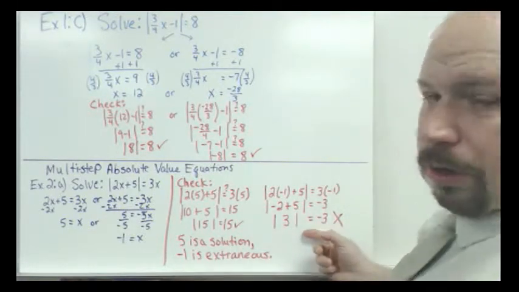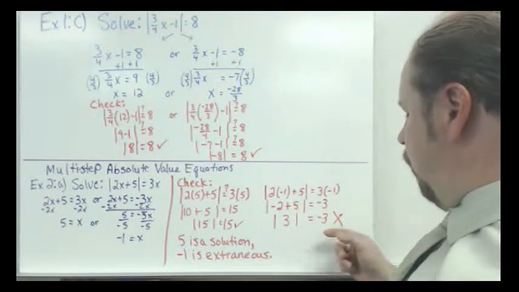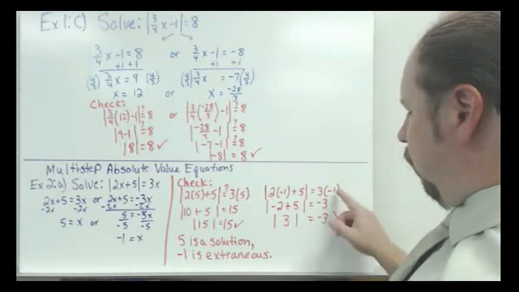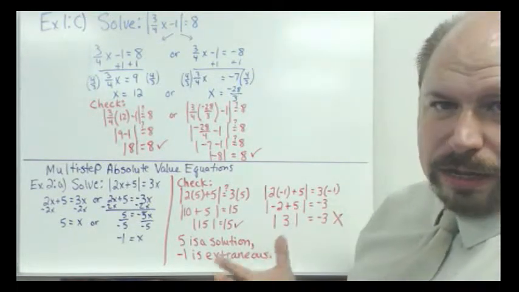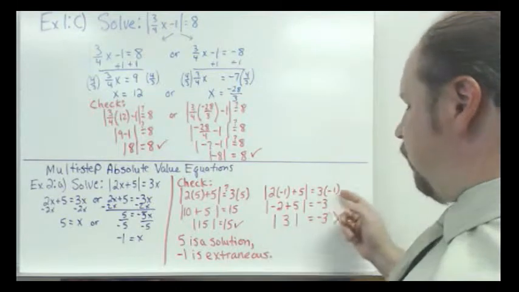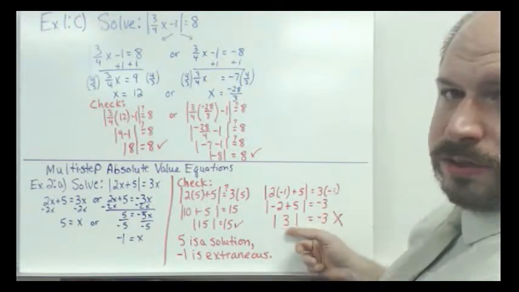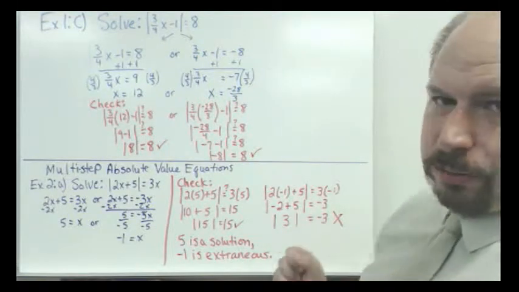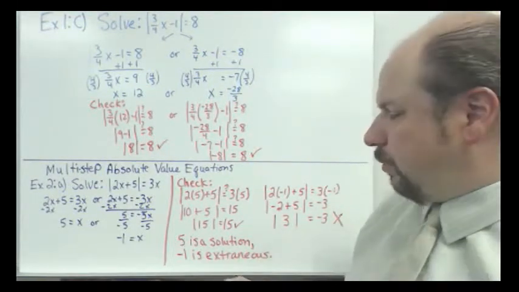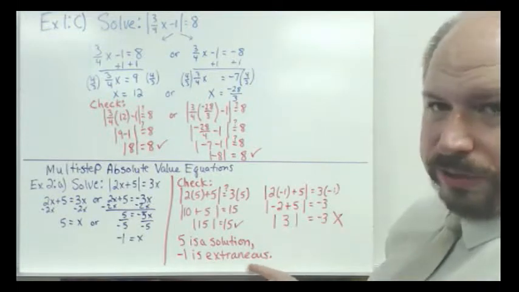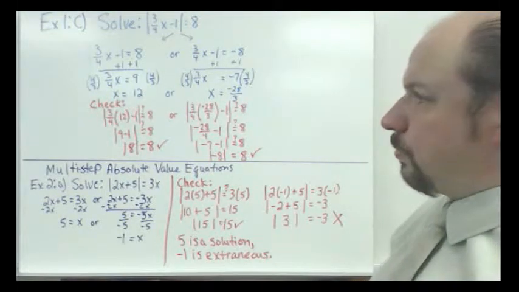So this is where our extraneous solutions come in. This particular one, negative 1, is not a solution because when we plug it back in, it gives us something that's not true. 3 is not equal to negative 3. So that's an extraneous solution. So we would write that negative 1 is an extraneous solution.